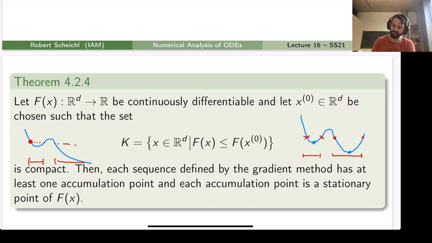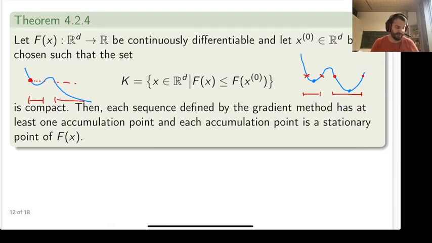So if K, chosen such that f of x is less than or equal to f of x naught, is compact, then each sequence defined by the gradient method has at least one accumulation point, and each accumulation point is a stationary point of f of x. So it's a point where the gradient of f is 0. It could also find a saddle point, but for the purposes of our initial value problem solution, that is not a problem. Let me give you a proof of this result.